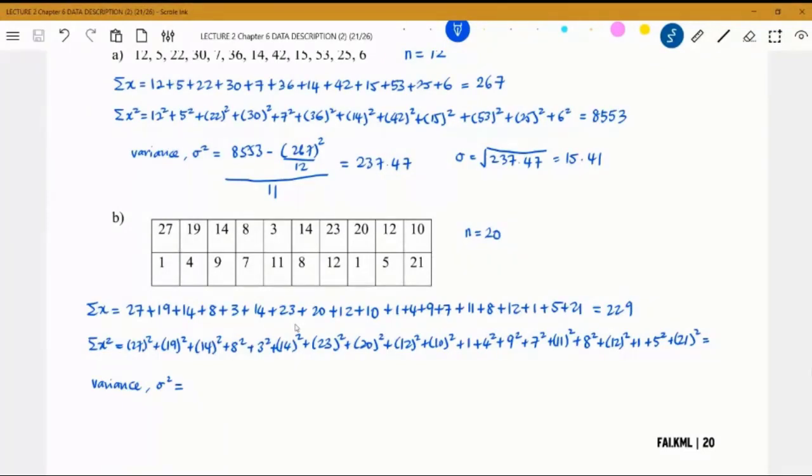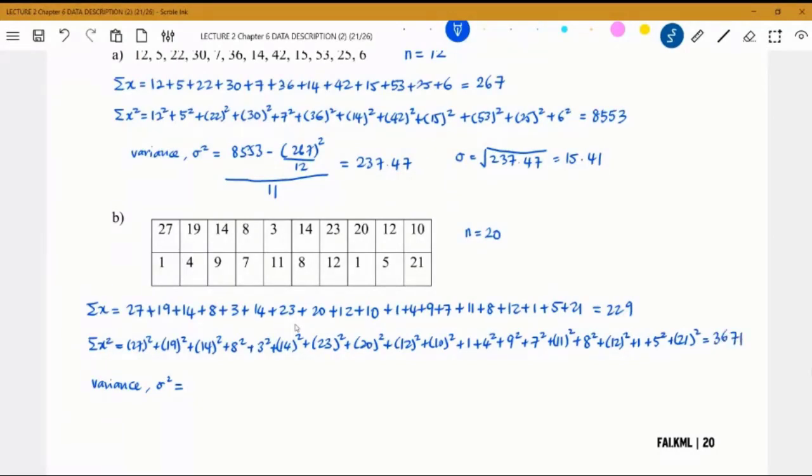3230? Okay. Yang lain? 3230. Summation x square. Yang lain dapat berapa? 3230. 3230 Tanushri. Kita dapat lain. 3204. 3204. 3671. 3671. Yes, 3671.